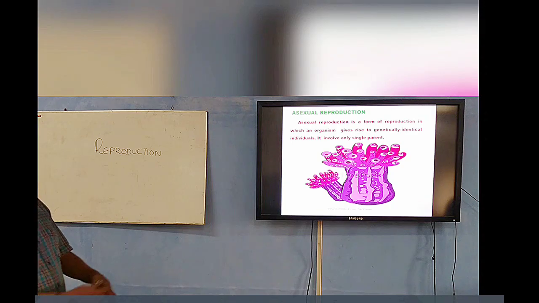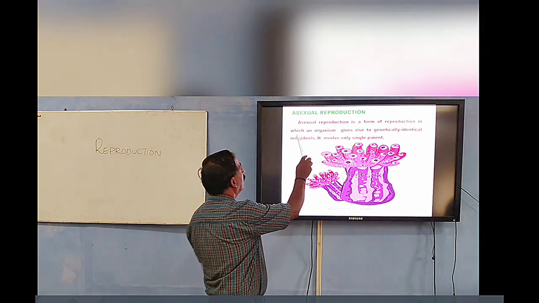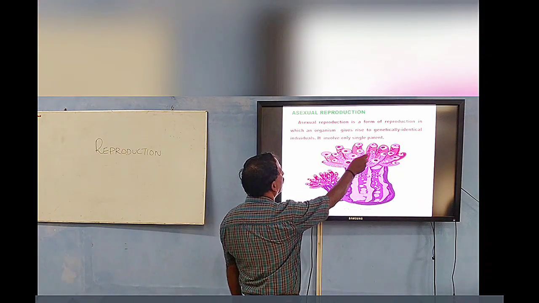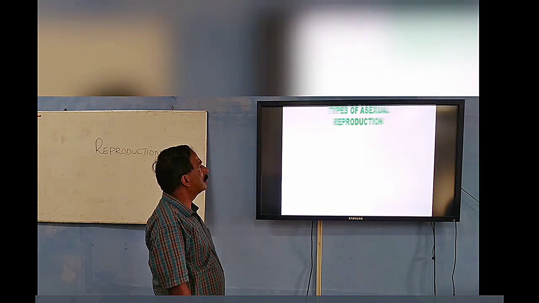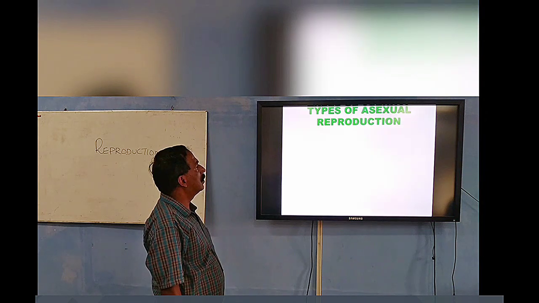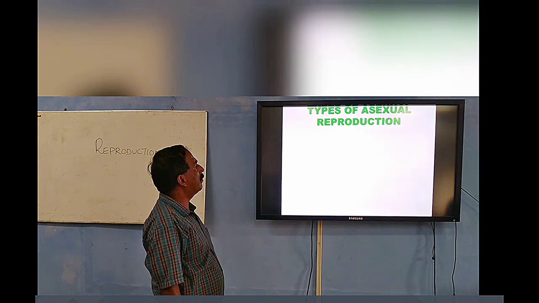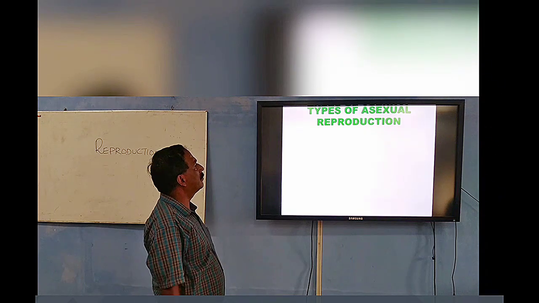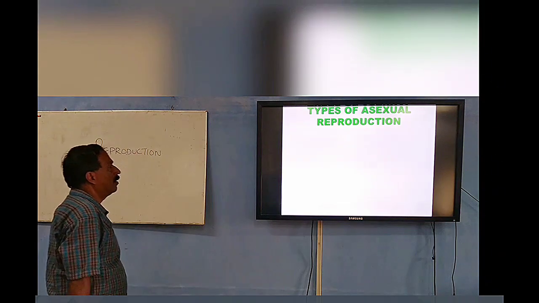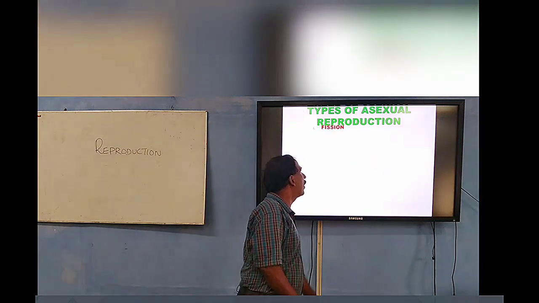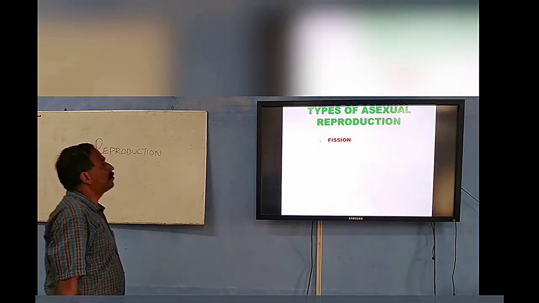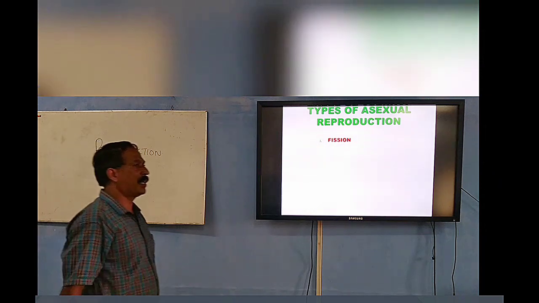See, asexual reproduction is a form of reproduction in which an organism gives rise to genetically identical individuals. The young ones will be similar, and they are identical to their parents. Now the types of asexual reproduction.